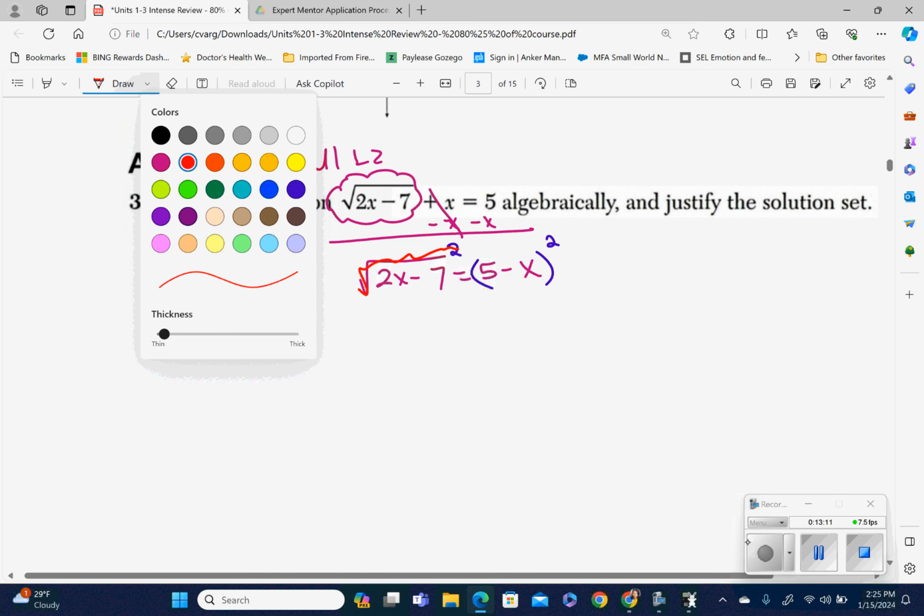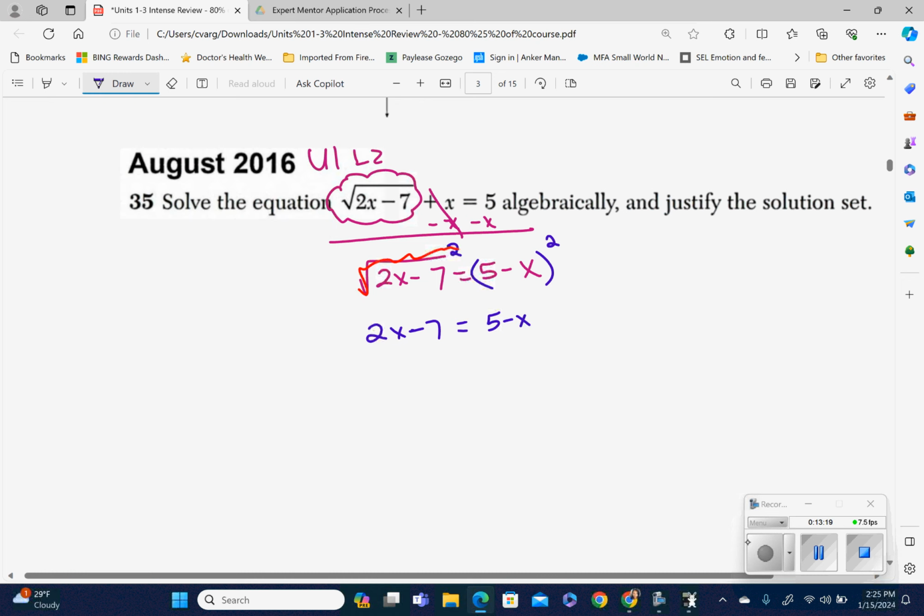And we're left with 2x minus 7 equals 5 minus x. We're going to write it twice. Now it becomes a straight algebra 1 question. Let us do this. So 5 times 5 gives us 25. You could use box method here. 5 times negative x gives us negative 5x. Negative x times 5 gives us another negative 5x, and negative x times negative x gives us positive x squared.